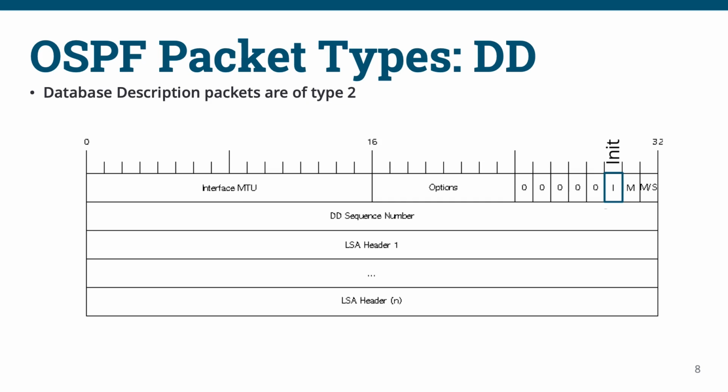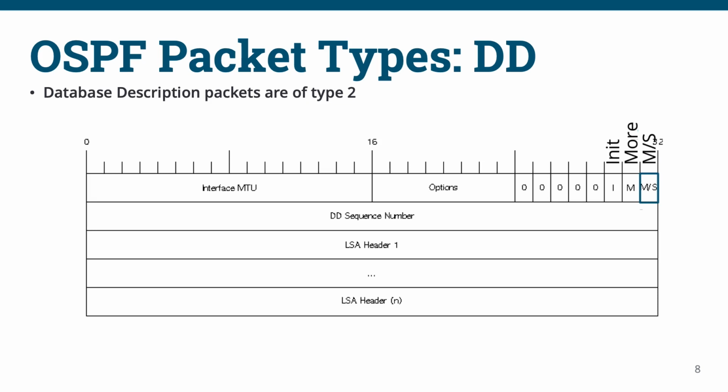Otherwise, it is set to 0. The next flag is the more bit. When set to 1, this flag indicates that this is not the last DBD packet in the sequence. There are more DBD packets to be sent. Finally, the last flag is the MS flag, or the master-slave flag.